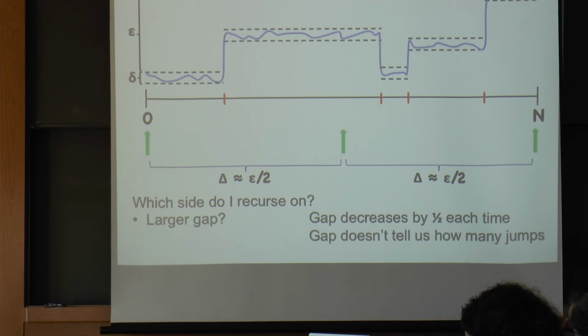Right, so we do our test and we see, oh, there's a jump here, there's a jump here. Neither one of them is the whole entire epsilon. They're both maybe about half epsilon. What side do we recurse on for binary search? Do we recurse on the one with the larger gap? That's sort of the first thing you might try. Unfortunately, the gap could decrease by as much as a factor of 2 every single recursion.